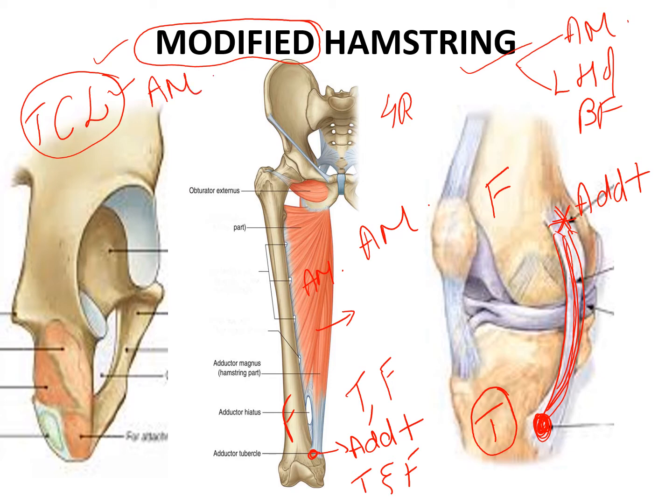Frequent MCQ question. So this is the reason why the adductor magnus is called a modified hamstring muscle.